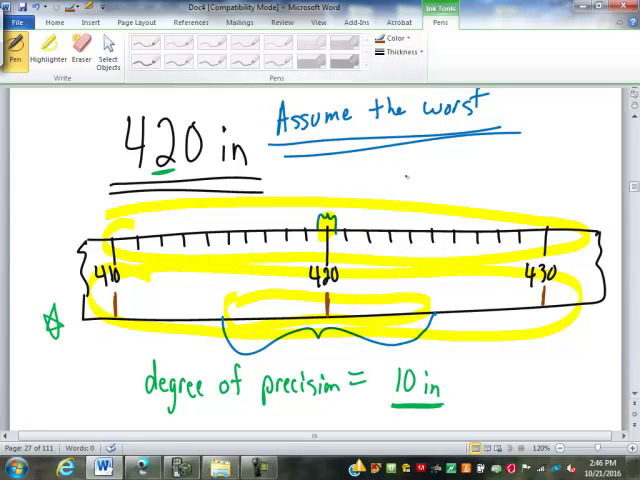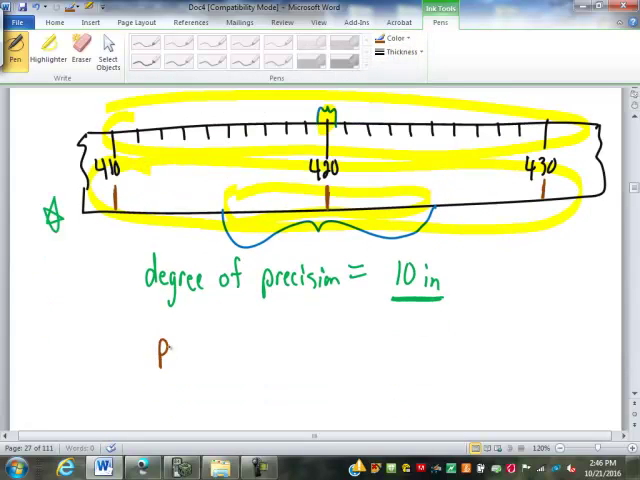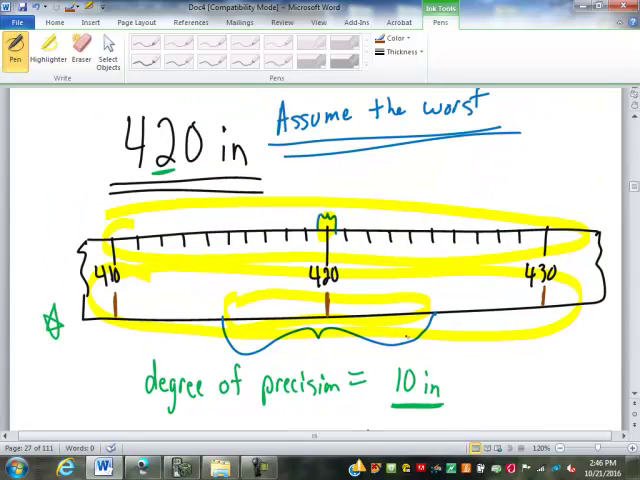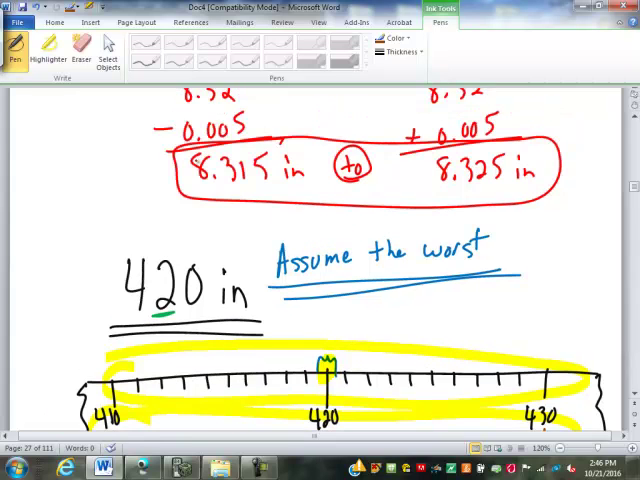Which implies a possible error in that measurement of plus or minus, what's half of 10? 5. Of plus or minus 5 inches. So now 420 ended in 0. So we said we couldn't use the 0 as a degree of precision unless we were told otherwise.